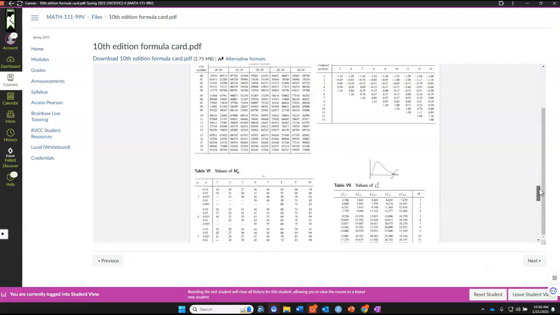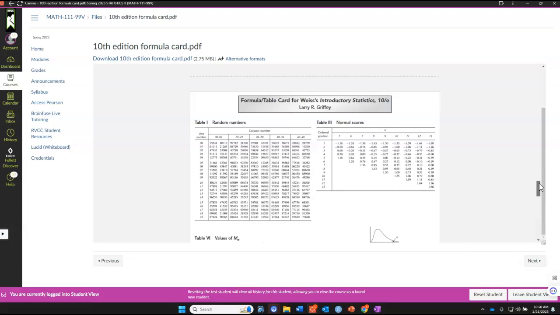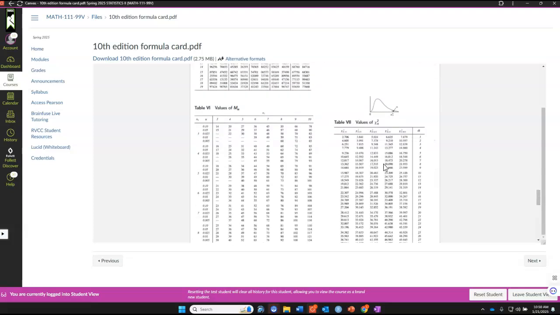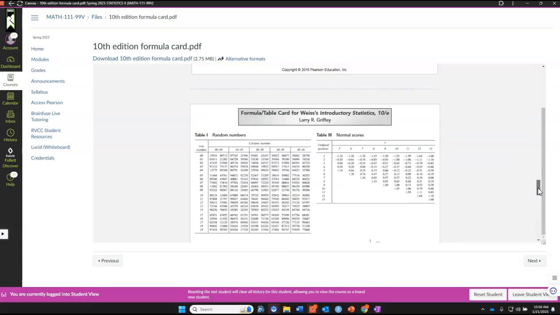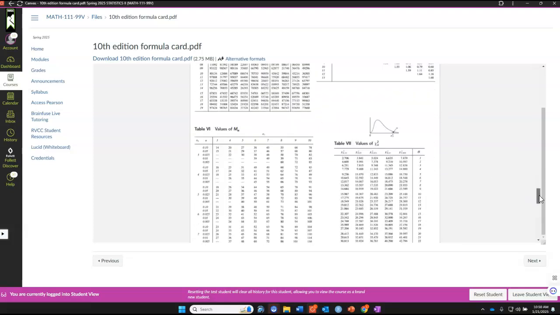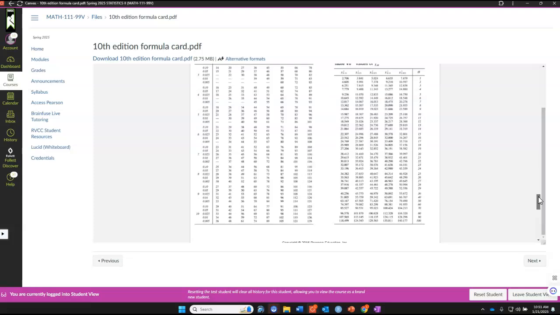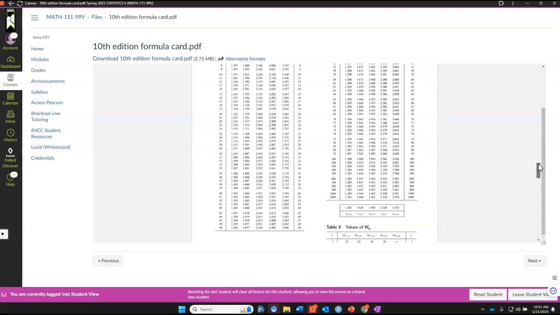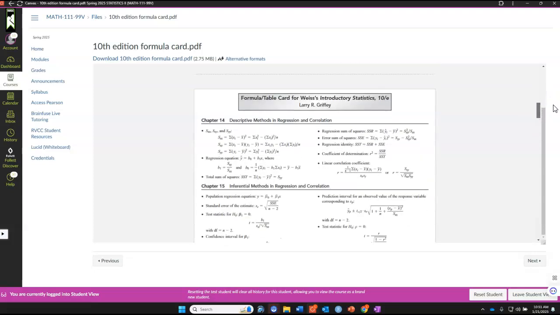But we will be moving on to using our chi-square table. Actually, there's a couple of them we're not going to use because we're not doing random number generators and dealing with normal scores. But you will be using your chi-square, and you will be using the F table. So again, you have to learn how to use these formulas. So it is super important that as you're going through this course, you have this formula sheet in front of you, because when you're taking an exam, this is what you should have in front of you to help you with exams.